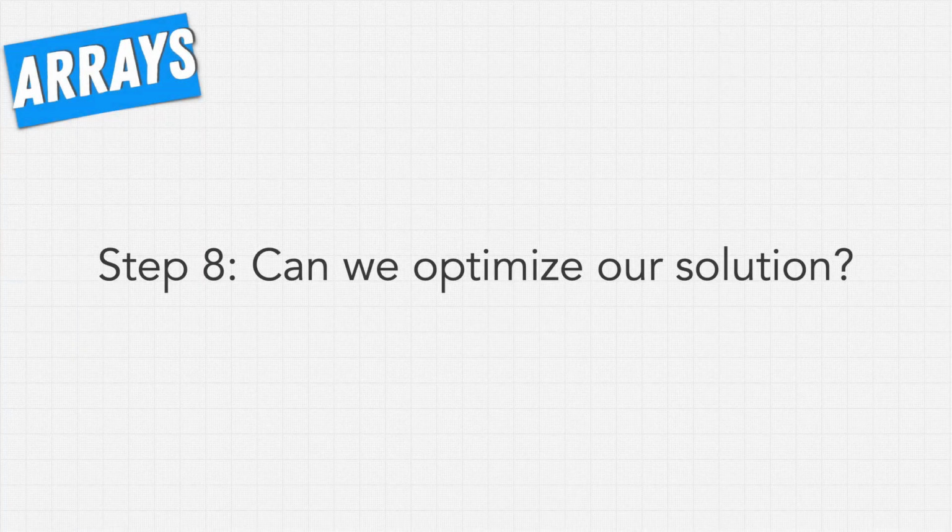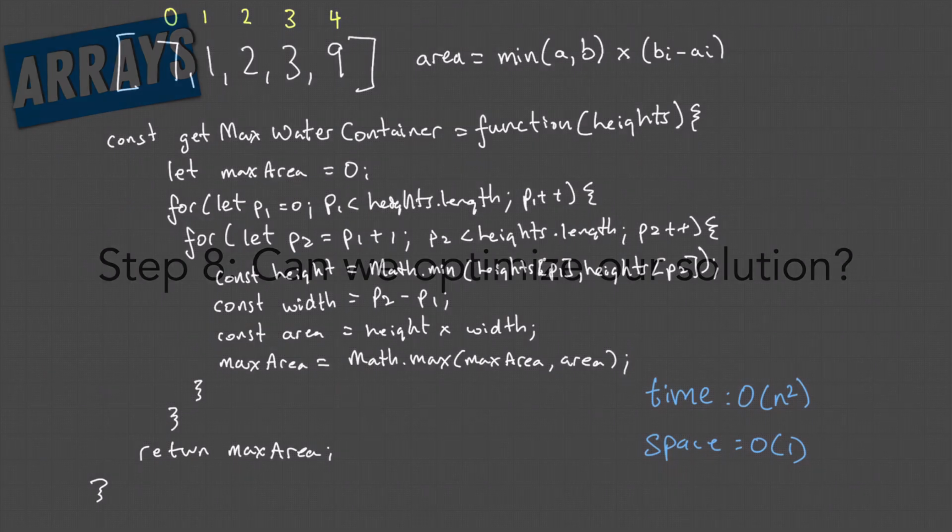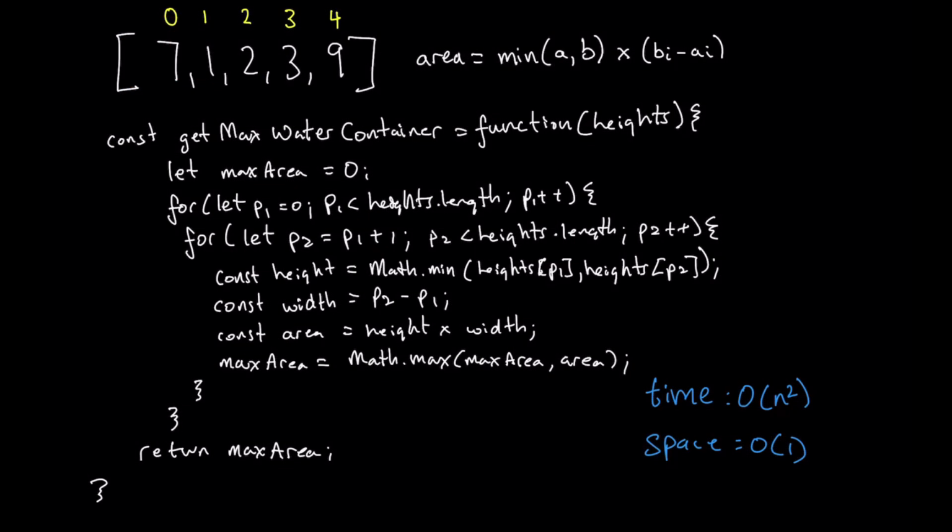So now we reach that crucial step where we ask, can we optimize our solution? Going back to our code here, we know that we have a time complexity of O of n squared and a space complexity of O of 1. The n squared is formed by our double for loop, and when we did this in our first array question, we were thinking of ways to increase our space in order to decrease our time.